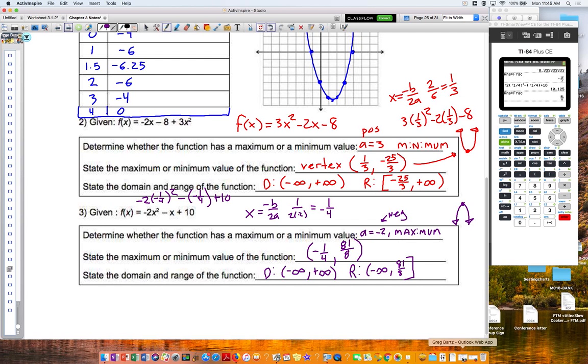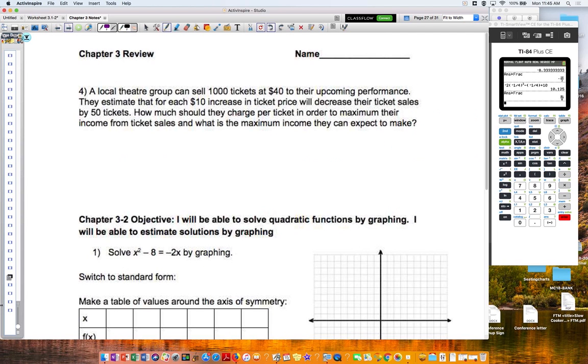If you look at these two, notice how it opens up. It starts at the y-coordinate and goes to infinity, but if it opens down, it goes from negative infinity to that coordinate. All right, let's take a look at the second page, which is our last problem in this objective.